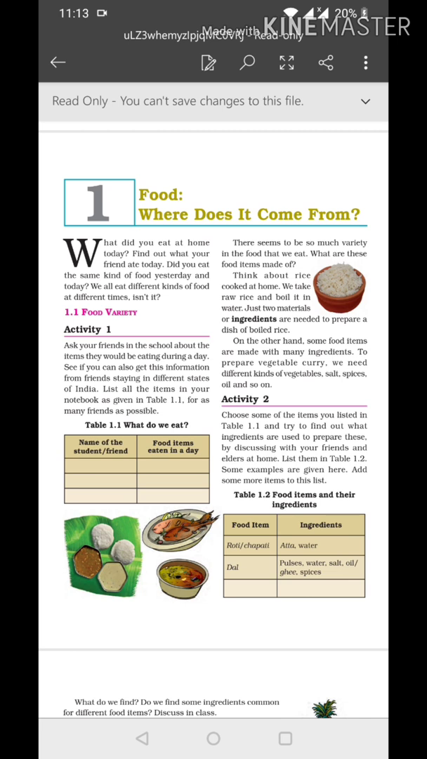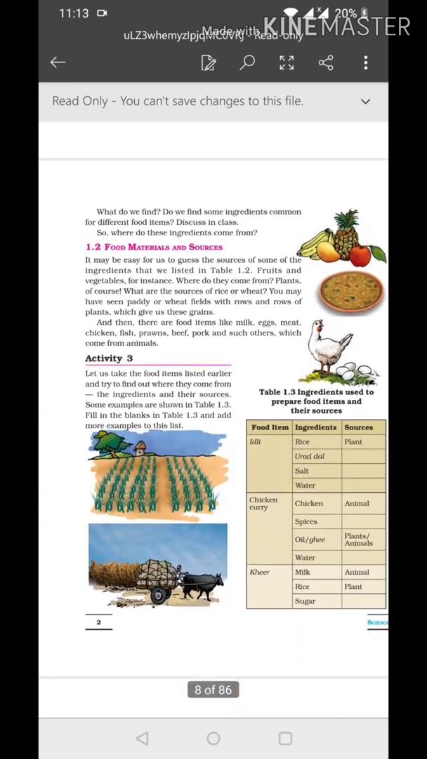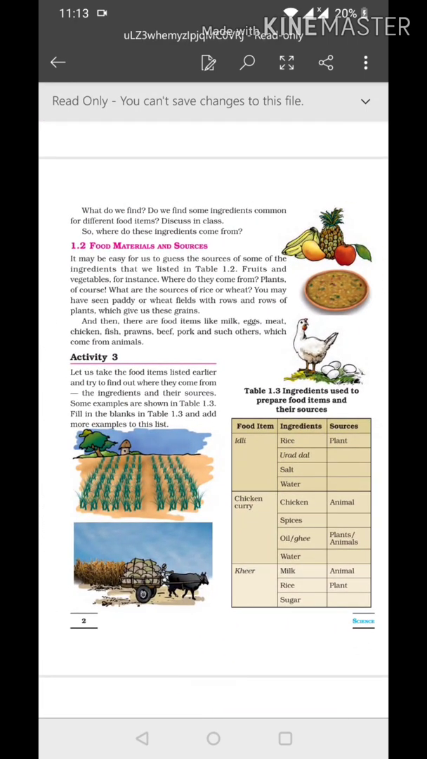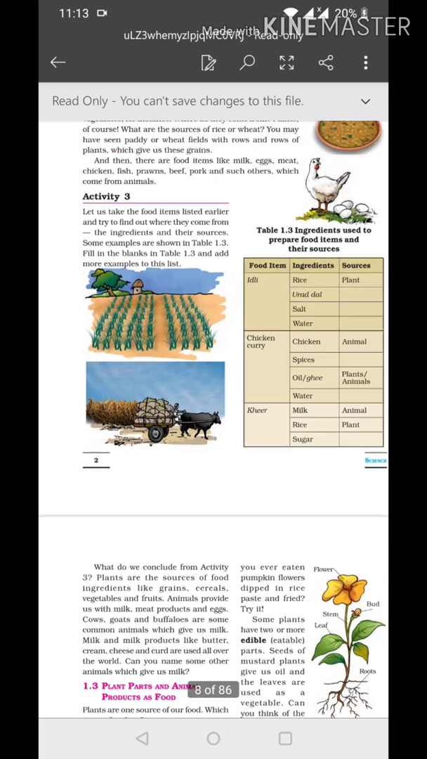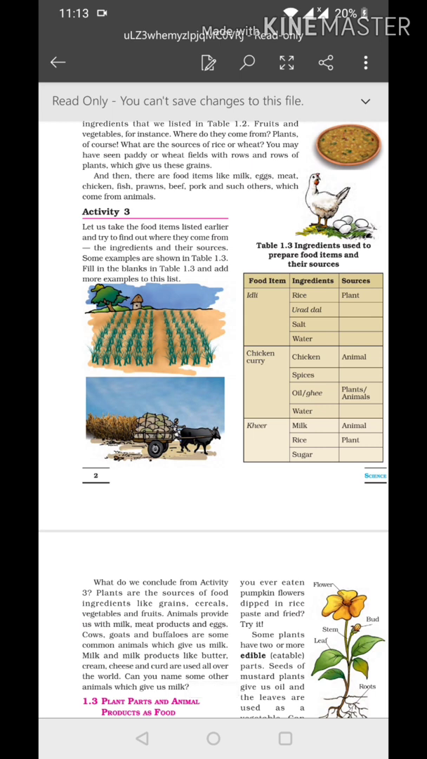Next source of food are the animals. First was plants, next is animals. Now animals feed on the plants. If animals want their food, they are going to eat the plants. Because animals do not make their own food. They cannot make their food on their own. Therefore, they are called consumers. Consume means to take. And animals consume their food from plants.